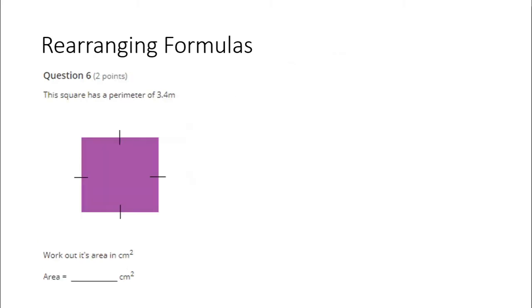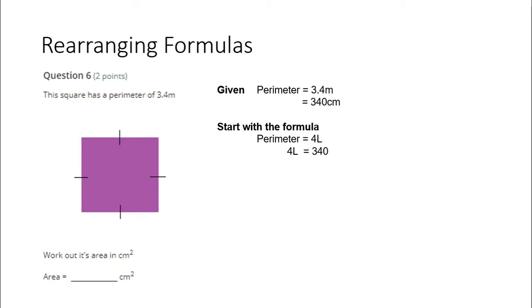Question 6. We're given the perimeter of this square, and we want to find its area. Again, always start with the formula that relates to the values that you are given. We're given the perimeter. Let's write the perimeter formula. The perimeter, which is 340 centimeters, is the same thing as 4 times the length in a square, because all 4 lengths are the same. So 4 lengths is equal to 340. If I want to find one length, we'll do 340 divided by 4, which is 85 centimeters.